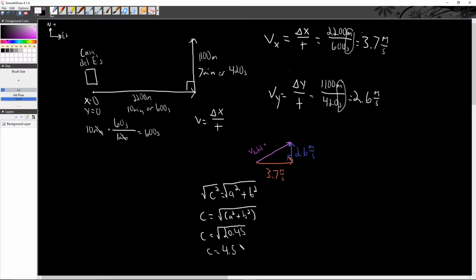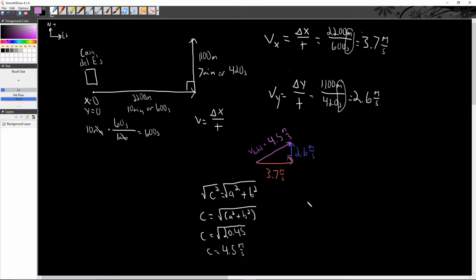In this case, we're looking at meters per second. I should have added that in. These are meters per second here. Once they get multiplied or squared and then square rooted, we still end with meters per second. We'll go through that later on. I'm going to go back to the purple. So my V total here is 4.5 meters per second.